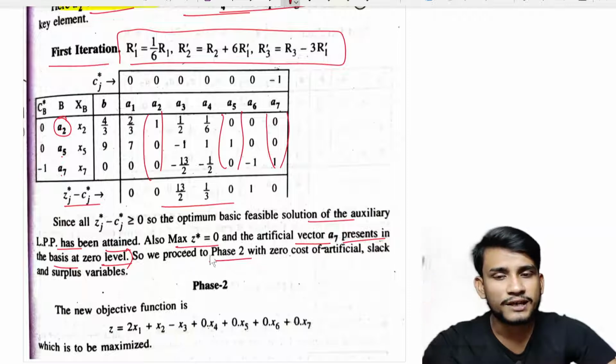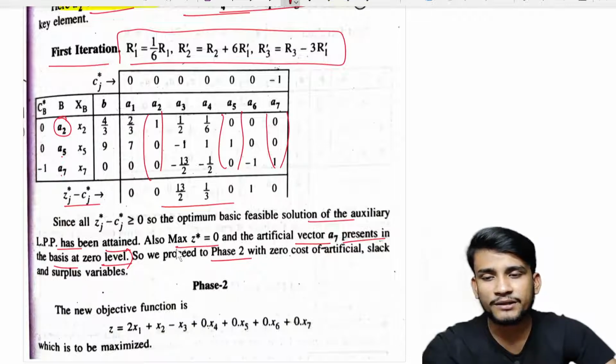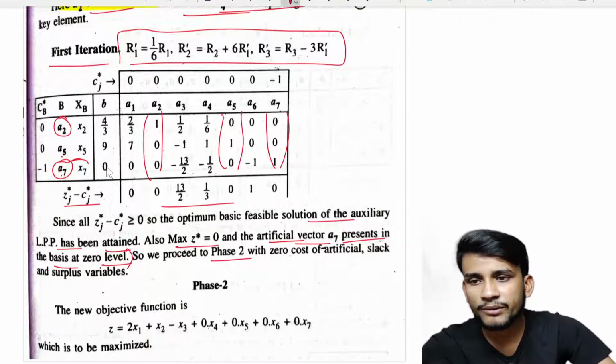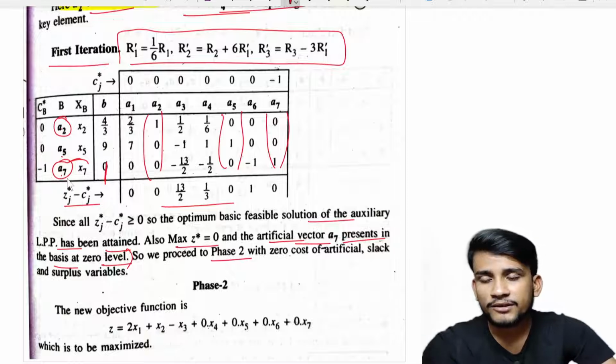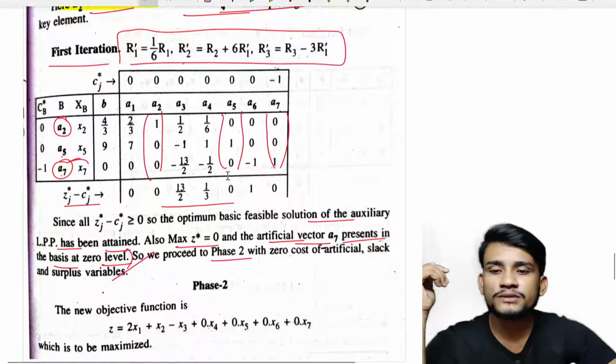This ensures that the LPP has a feasible solution, so we proceed to phase 2. If the other condition happens, that means the artificial vector, here A7, is present in the basis with a positive level, suppose this term, instead of 0, is any positive number, say 1, then we stop the problem here and say that the problem has no feasible solution. So phase 1 ensures the existence of the feasible solutions of the LPP. Clear? Now we proceed.